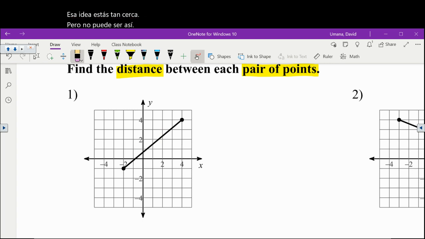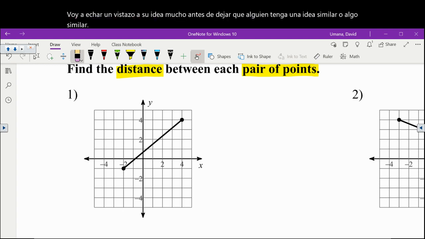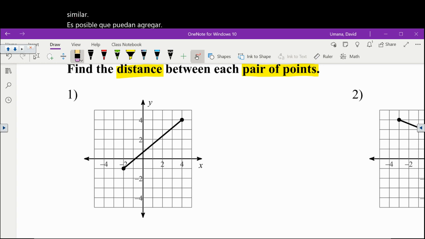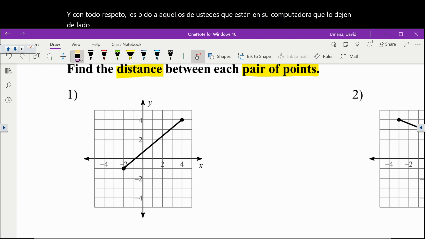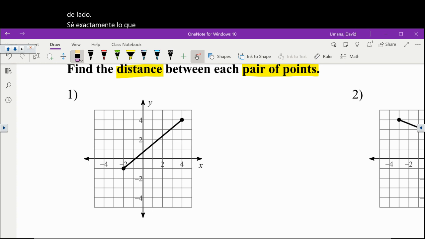I'm going to take a look at his idea. Well, actually, before I do that, anybody have a similar idea or something that they might be able to add to? And with all due respect, I'm asking for those of you who are on your computer to put it to the side, because I know exactly what you're doing with it. And those of you on your phone, respectfully, put it to the side as well.